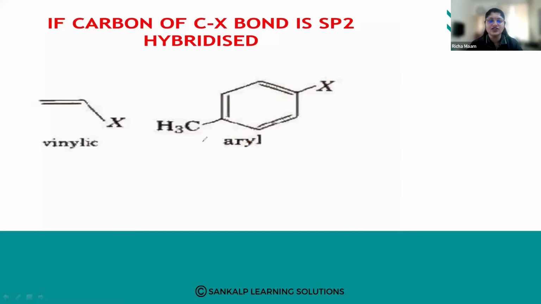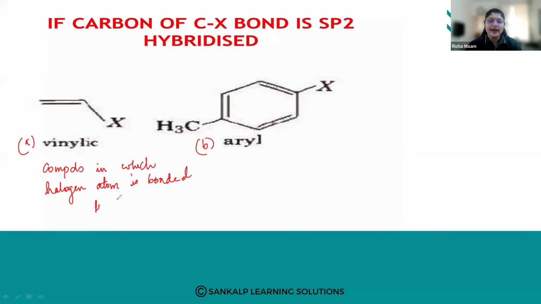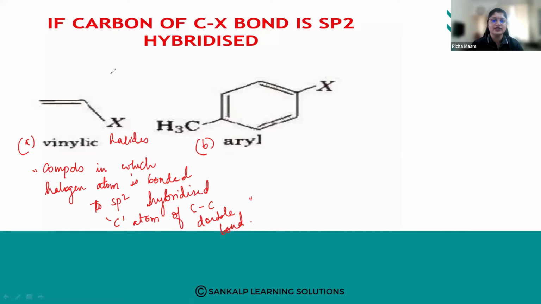So what do you mean by vinylic halides? The first classification and second. Vinylic halides are compounds in which the halogen atom is bonded to an sp2 hybridized carbon atom of a C=C double bond. So this is the definition of vinylic halides. This is an example.